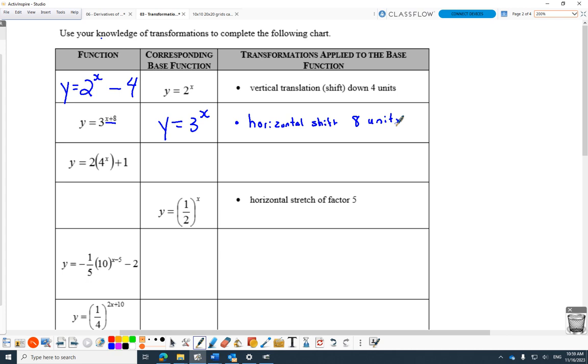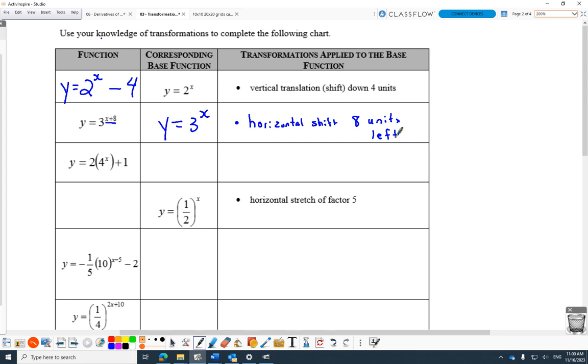Left. Your brain tells you right, because plus 8 you'd think would be right, but it's not. It's left because it's inside the function. You're saying inside, but you mean inside the exponent now. Good. I'll try and speak like that from here on in. I'll say inside the function, or inside the exponent. I'll try and say both every time.